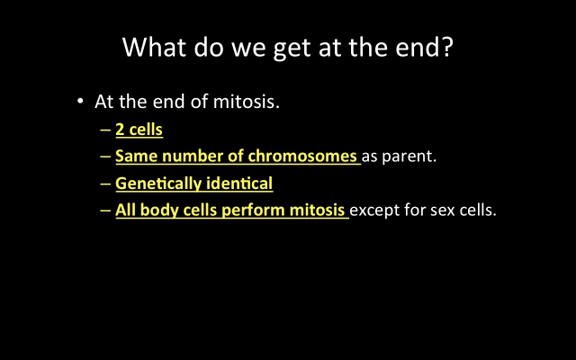Additionally, all body cells perform the process of mitosis. All body cells perform this process, with the exception of sex cells. Sex cells are produced through a process called meiosis, which we will talk about next time. But every cell in the body, except for sperm and egg, are produced by the process of mitosis.